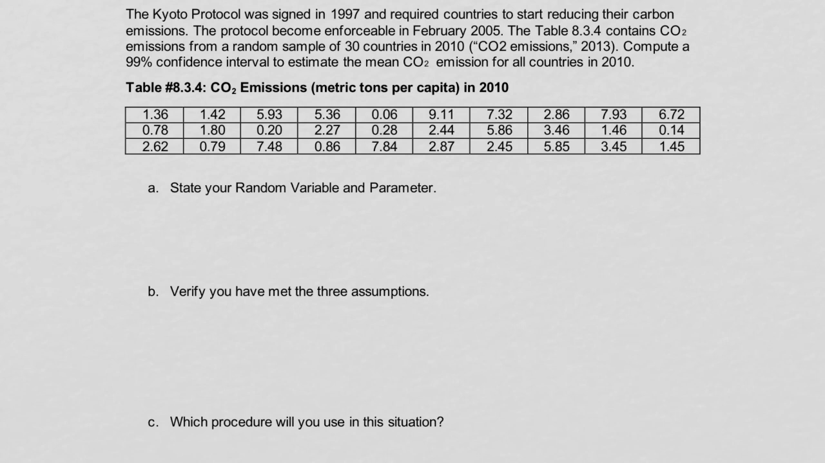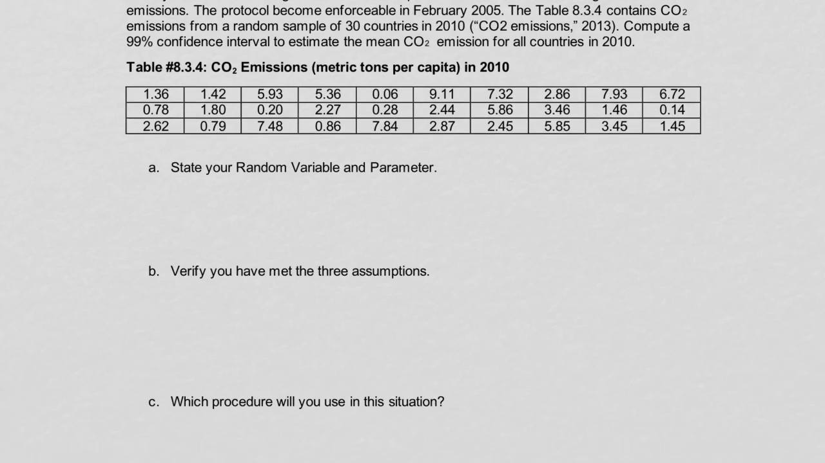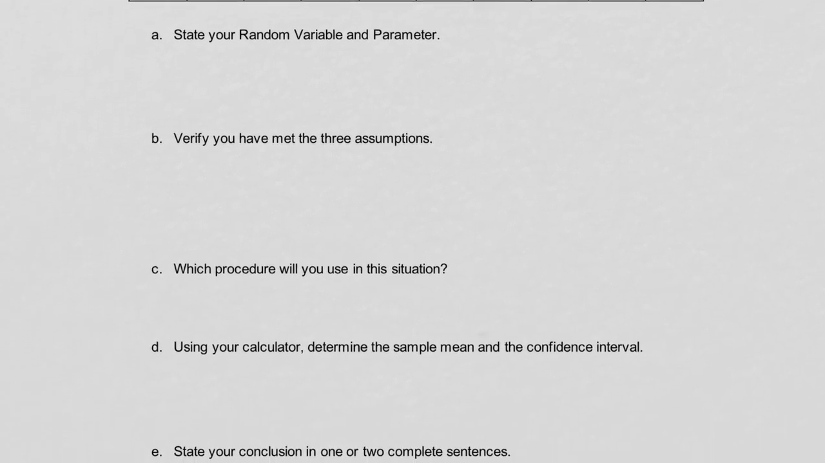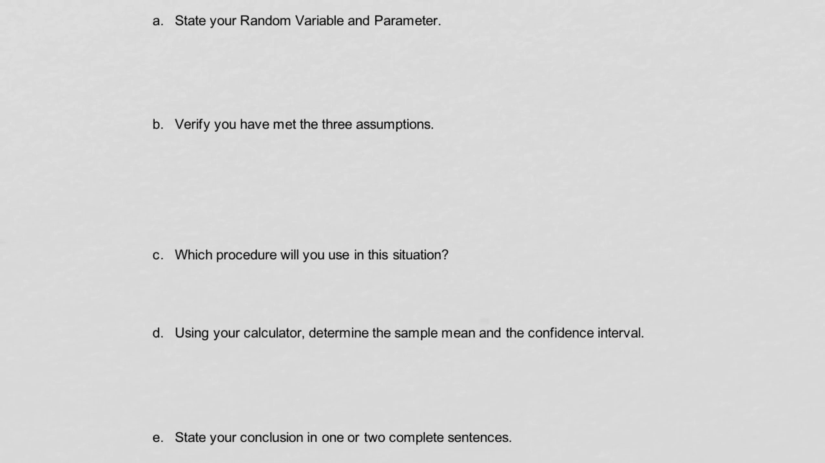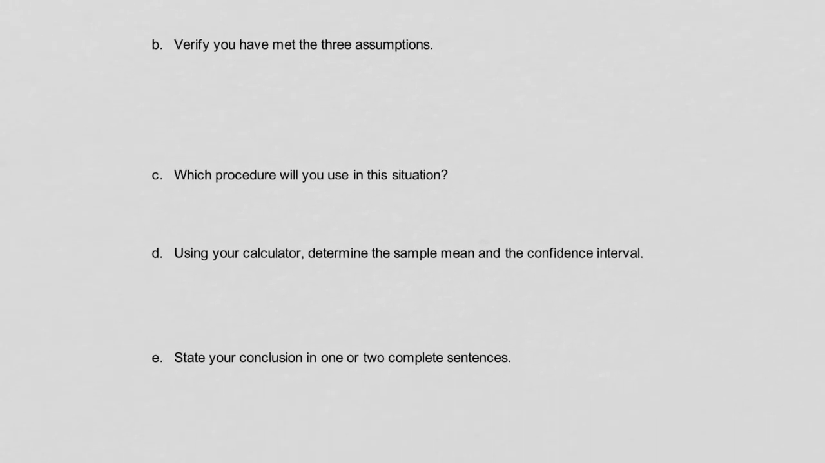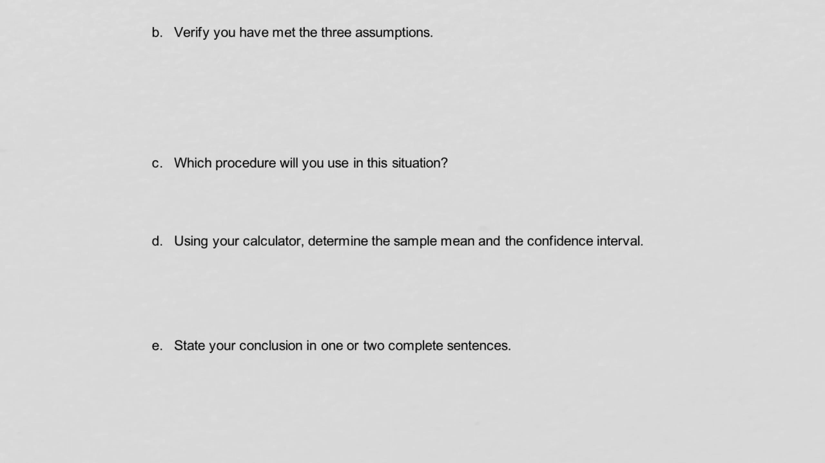What I would like you to do is take a step back, reread the problem one more time, and enter all of your data into your calculator. I want you to work through this entire question on your own. So I want you to make sure that you are identifying your random variable and your parameter. You're verifying that you have met your 3 assumptions, which will then inform you as to which interval you should be using to create your confidence interval. From there, you will find your sample mean and the lower bound and upper bound of your confidence interval and state your conclusion.